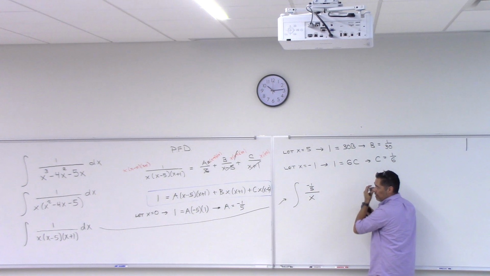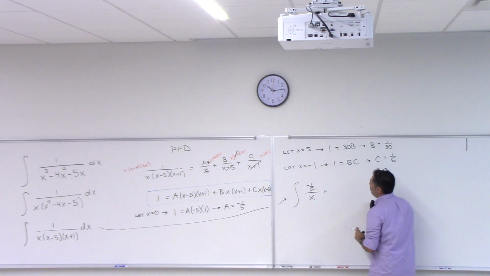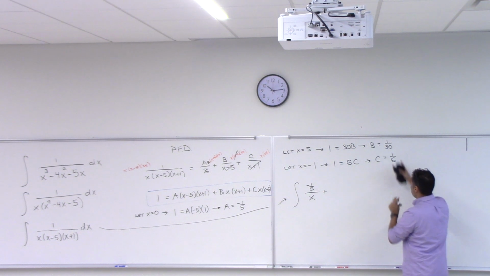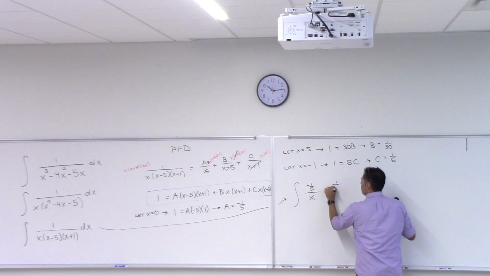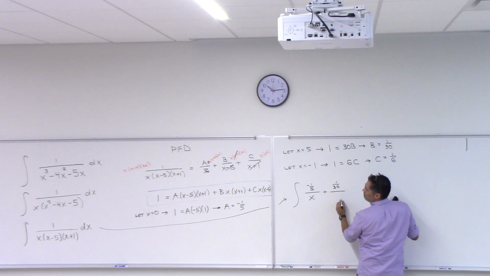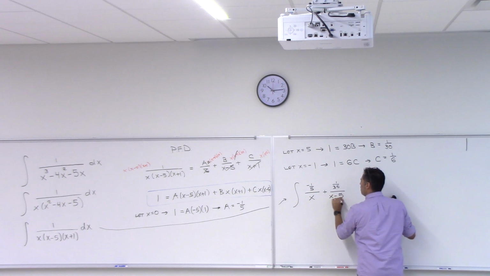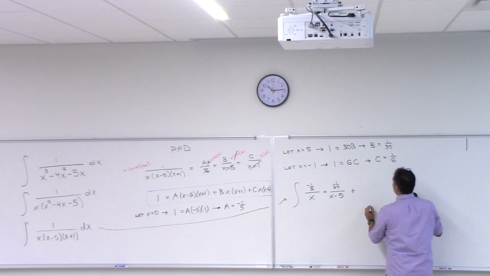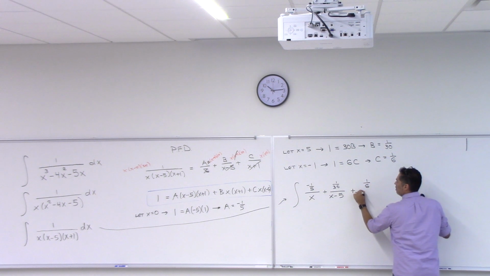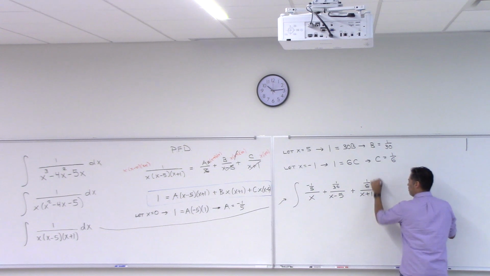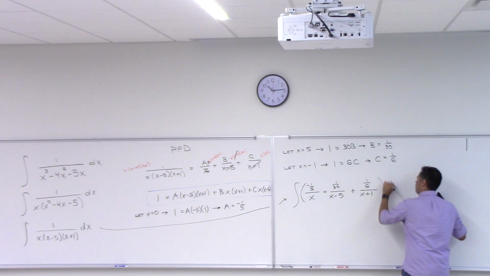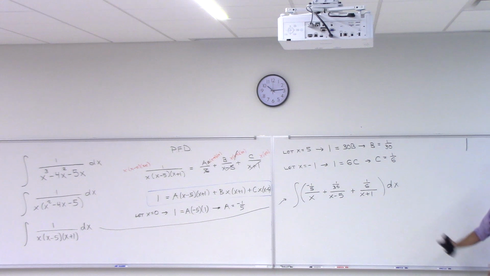I know it looks weird. Just do it. Plus, now B was 1 over 30? 1 over 30 over x minus 5. And then plus C, which was 1 over 6 over x plus 1. All of that, right? We broke it up. Partial fraction decomposition.